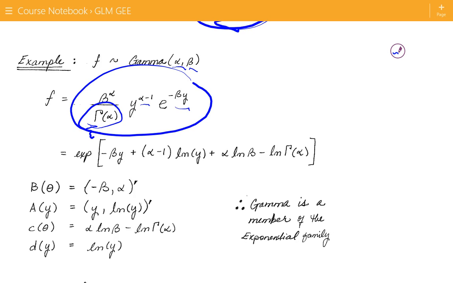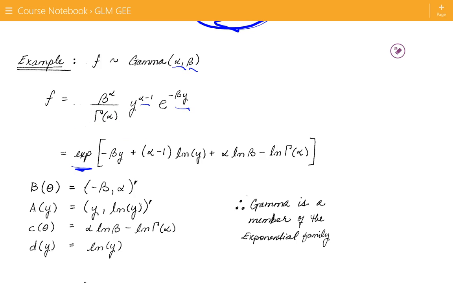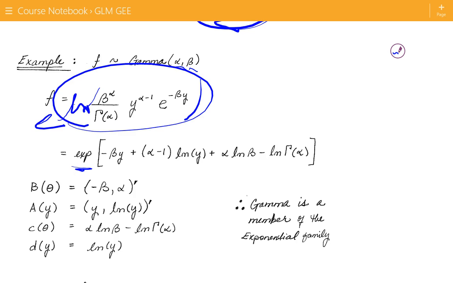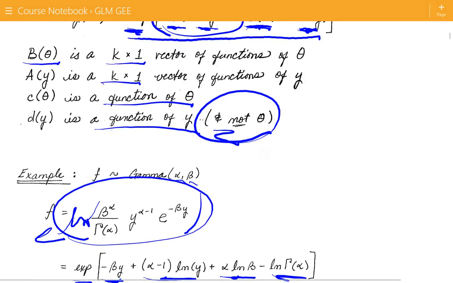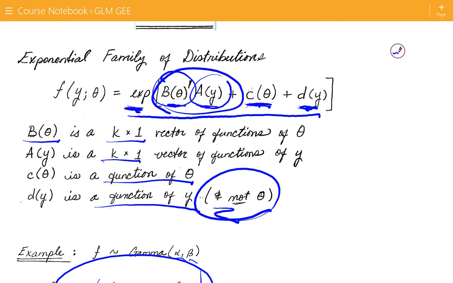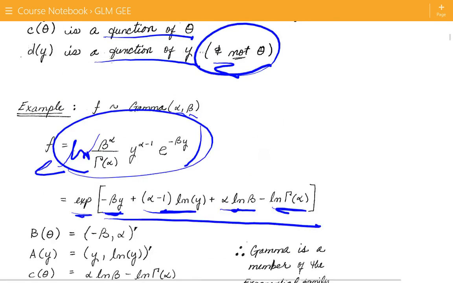But we can re-express this as e to the log of this. If you take the log of that, then e to the log of that gets back this distribution. So if we log this upper part, we will get negative beta y plus alpha minus 1 times log y plus alpha log beta minus log gamma alpha. So here we can set the functions that we had above, b, a, c, and d, accordingly.